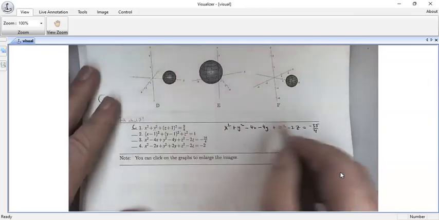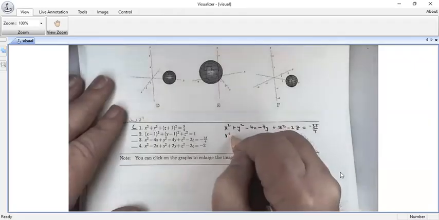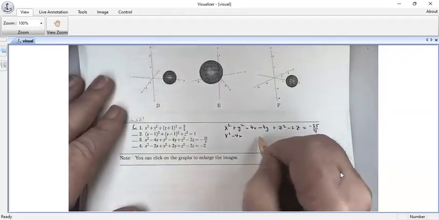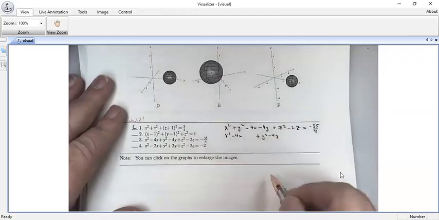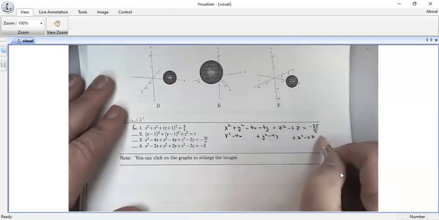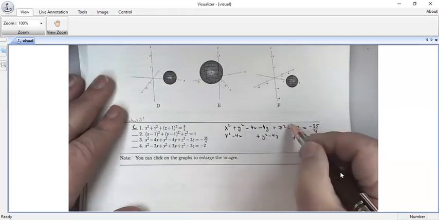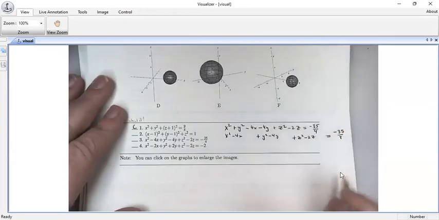So a lot of the times we kind of mess these guys up, but to complete the square, get all your x's together. So this would be x squared minus 4x, leave a little space, get your y's together, plus y squared minus 4y, leave a little space, plus get your z's together, z squared minus 2z is equal to, if you had a constant over here, move it to the other side, make it -35/4.